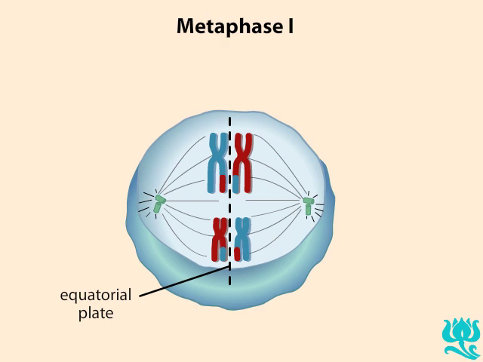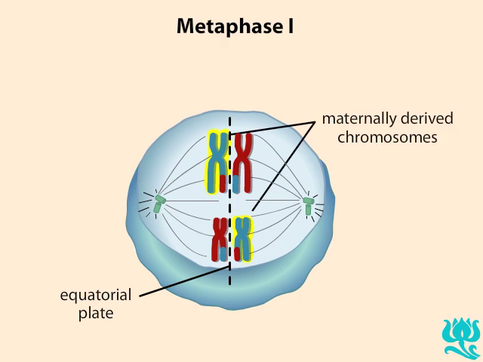At metaphase I, homologous chromosomes have lined up on the equatorial plate in a pairwise fashion, with one homolog on either side of the plate. Note that the chromosomes assort independently. For example, the maternal chromosomes align randomly, not necessarily on the same side of the plate.